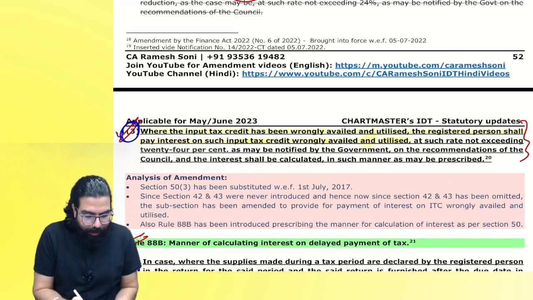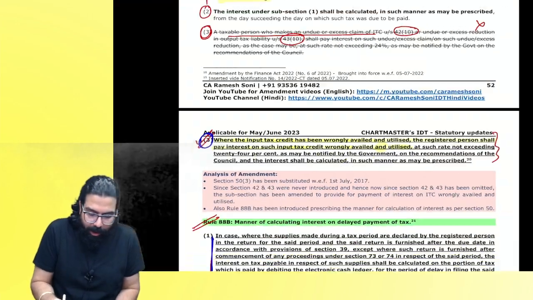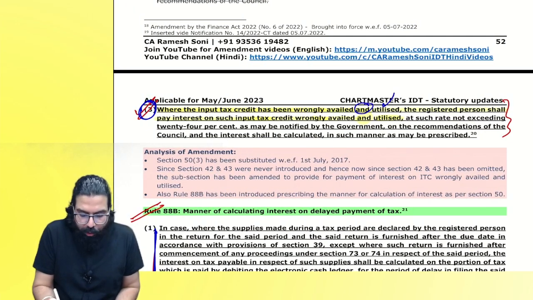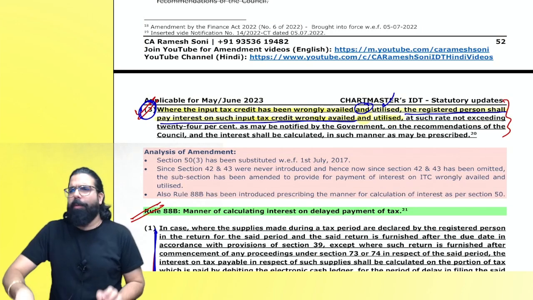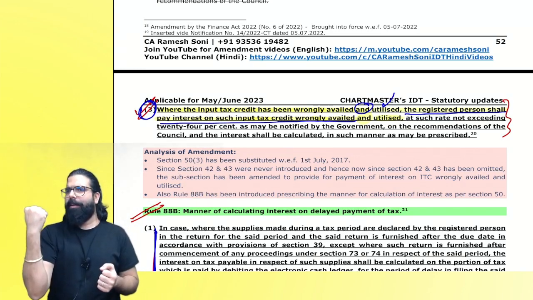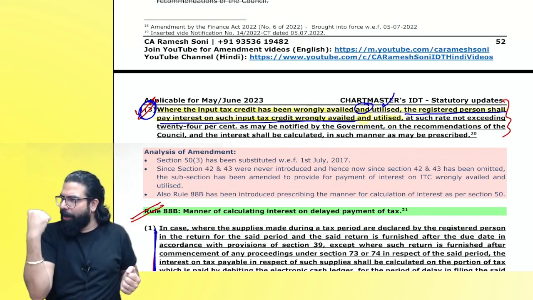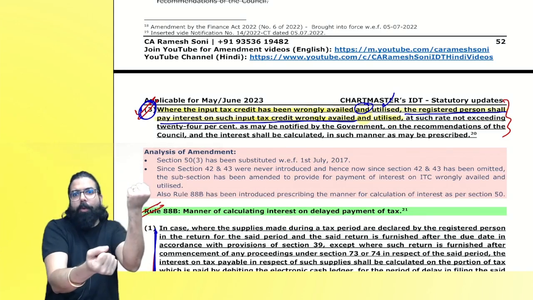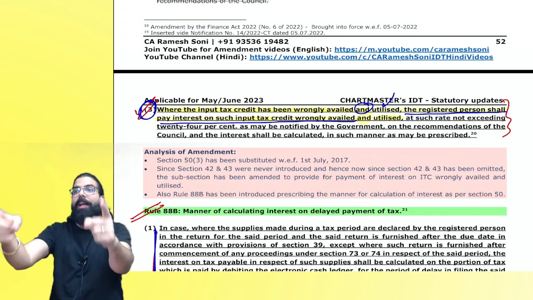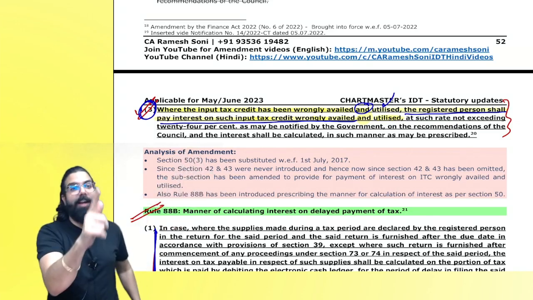Same thing. Where the ITC has been wrongly availed and utilized, the registered person shall pay interest on the ITC wrongly availed. What do you mean by availment? Availing it means filing your return and taking it in your e-credit ledger. Using it to pay your output tax liability is utilization, and when you use it, interest starts.